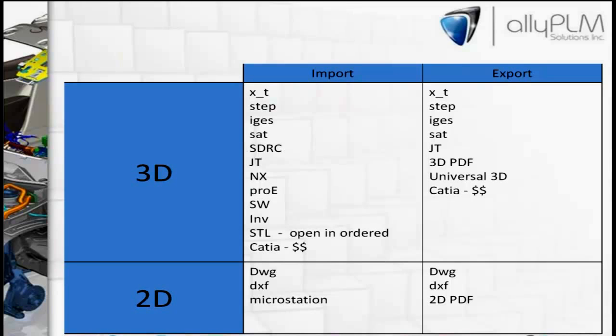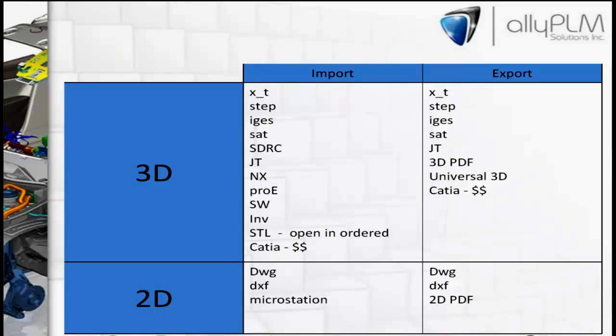Here we have a little chart that shows the different types of formats that can be opened and exported inside of Solid Edge. A few things to take note on here with STL. It comes in as faceted data, so it's just kind of a dumb surface. Can't really do too much of anything with it. So if you're opening that, you have to open it in the ordered environment. In order to do that, if you automatically have Solid Edge set up to open in synchronous, you'll have to change that in the Solid Edge options before you open the STL file.